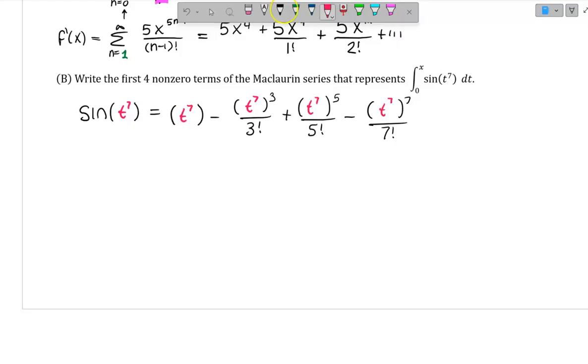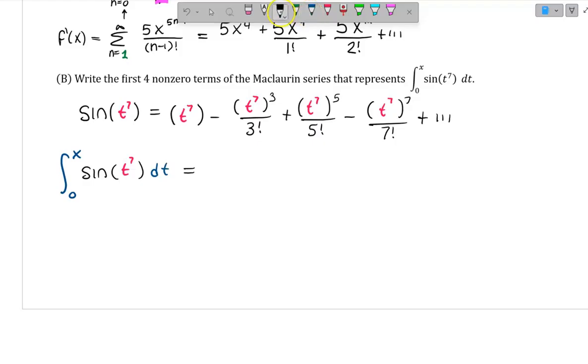Okay, so there we have it. I'm still going to write the plus dot dot dot. Thankfully, they're not asking for a general term here, so we don't have to worry about any of that notation. Okay, so it looks like we found that here. Now, the last major thing we have to do is we have to actually integrate this. So we're going to integrate this from 0 to x, and once again, that is our sine of t to the 7th dt. So we'll go ahead and write that in just like that.